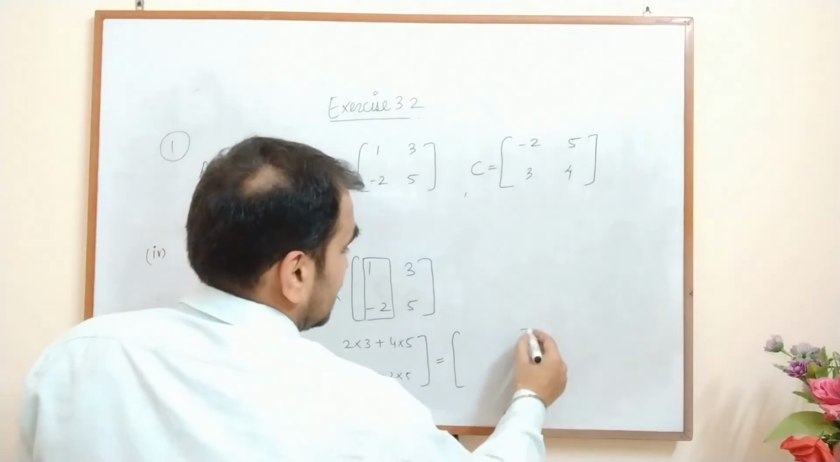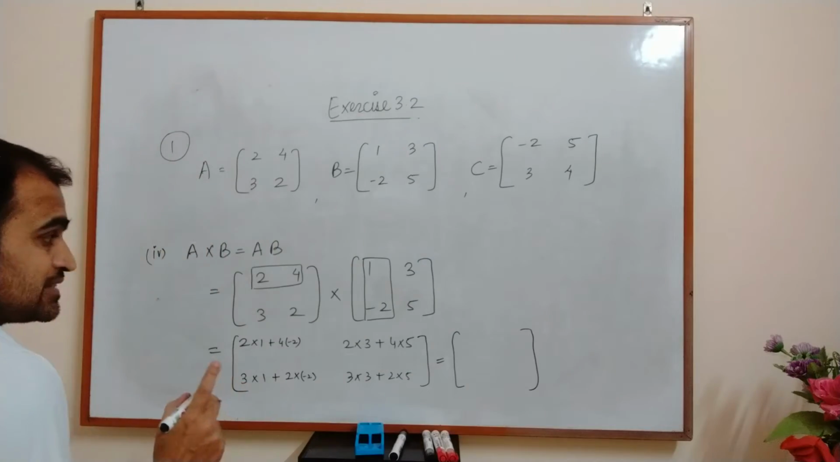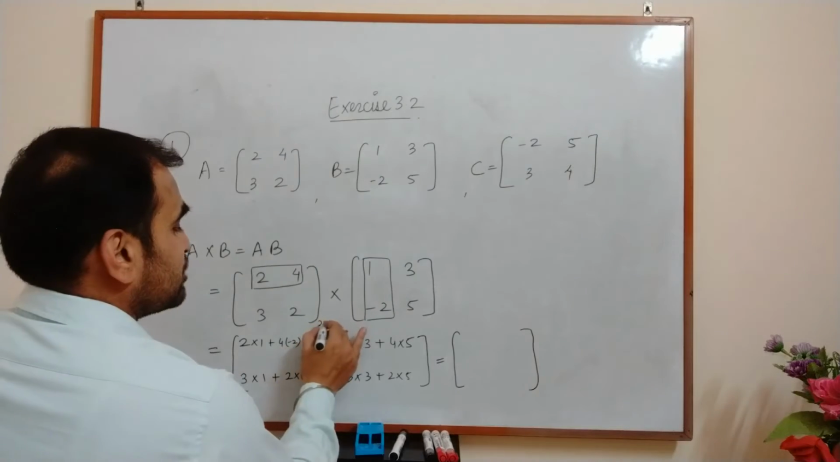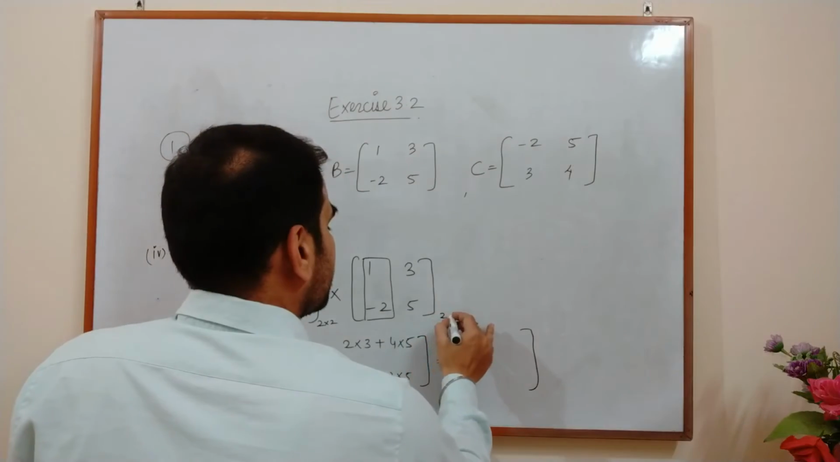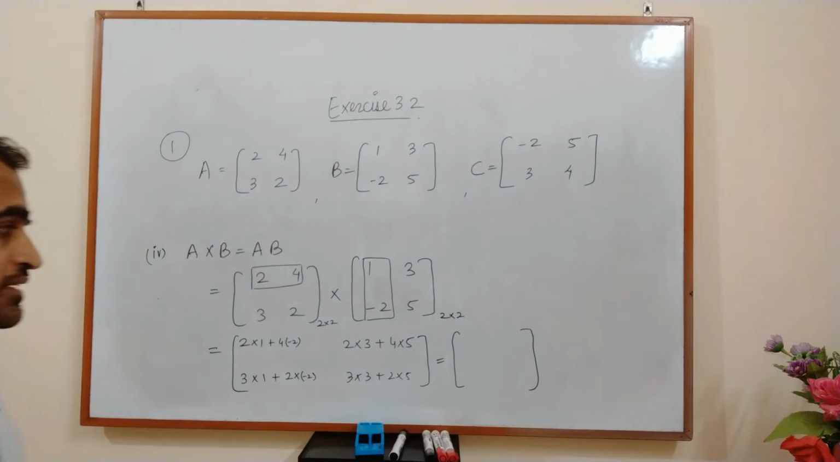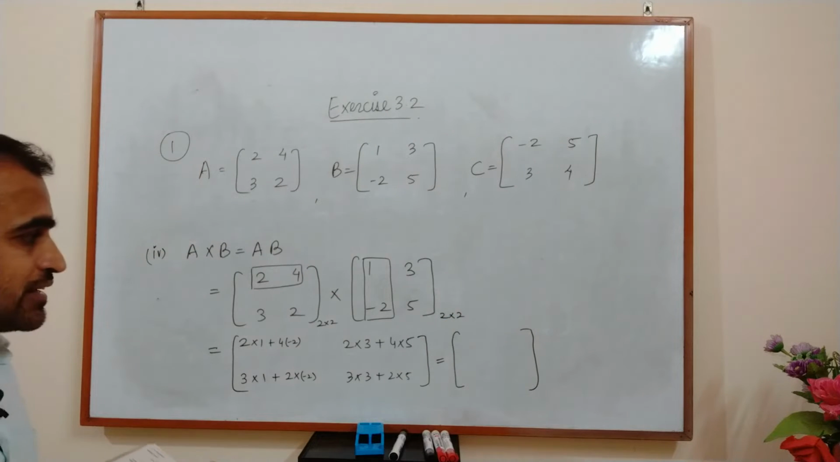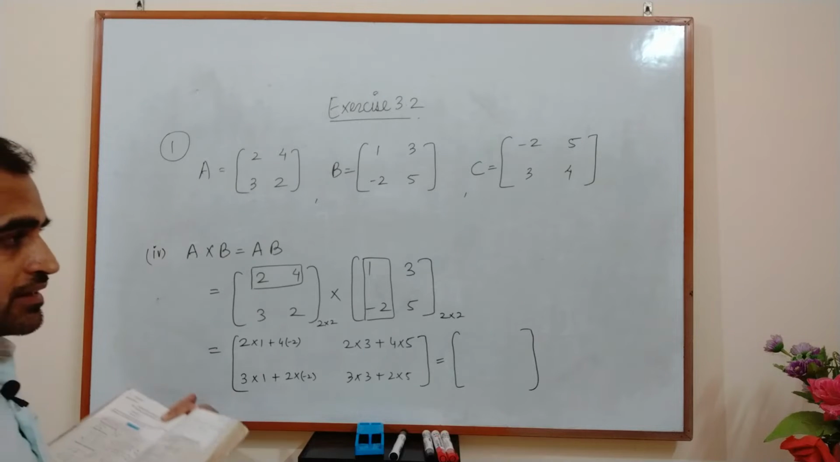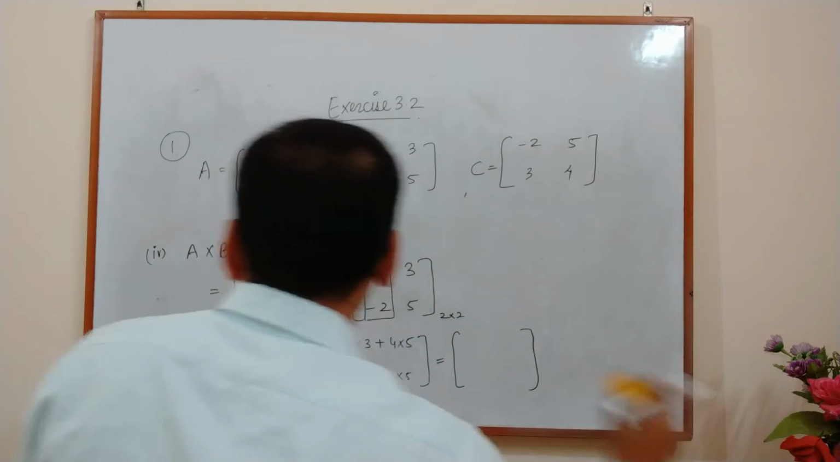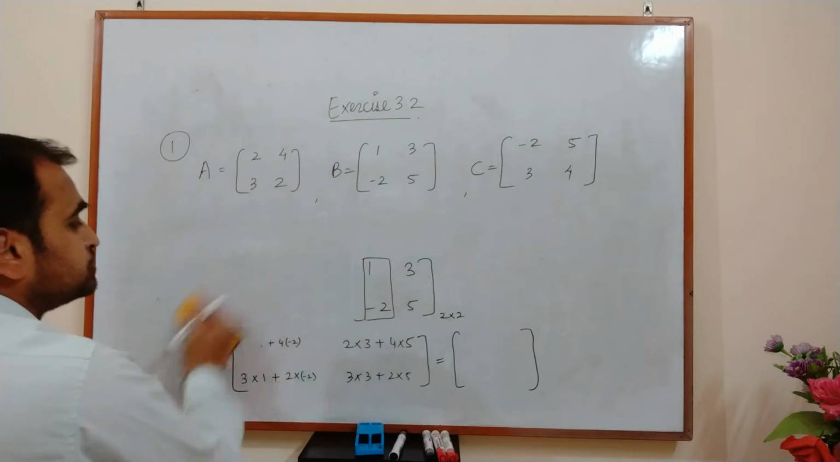Before matrix multiplication there is a check: the number of columns in the first matrix must be equal to the number of rows in the second matrix. That we have to check. Similarly we can perform B into A. For BA, first you write the B matrix, then the A matrix. The operation BA is the next part.